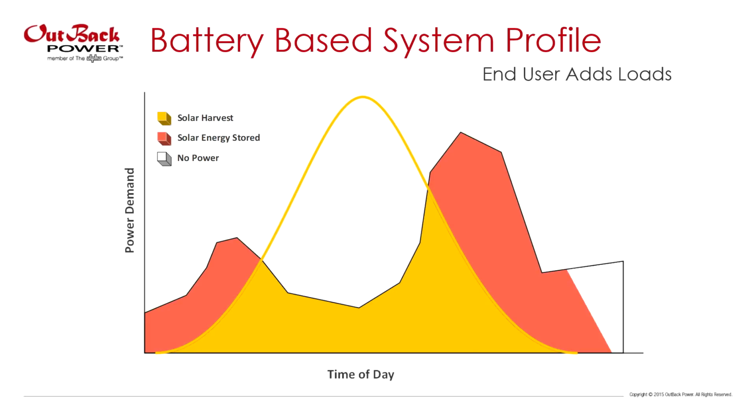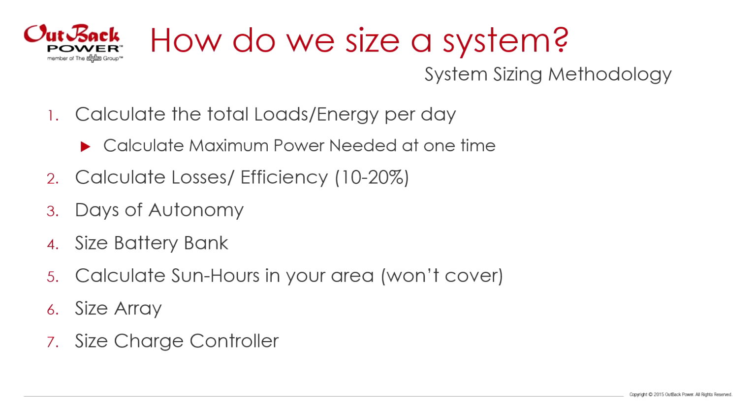All right, next we would be calculating our losses and efficiency. Then calculate, or decide on, the days of autonomy. Size the battery bank. Calculate the sun hours in your area. We won't be really covering this. We're going to be assuming that we are in Phoenix. Already did that calculation for us. Then we're going to size the array and size the charge controller. I believe in learning and repetition, so we will go over these concepts first, and then we're going to go over them again with an example.